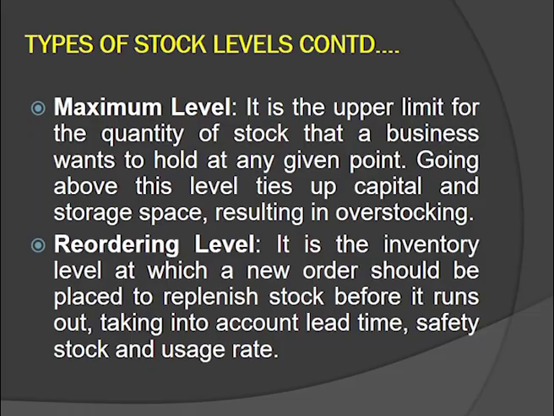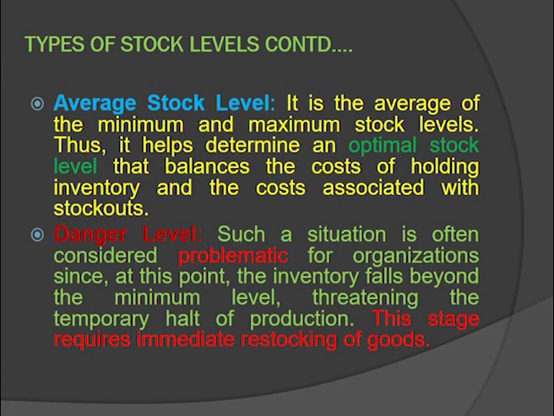The next one is the maximum stock level. This is the upper limit for the quantity to be kept in the organization, and over and above this level is not at all desirable. The reason is unnecessary investment in the stock. Next one is average stock level. Average stock level is considered as the optimum stock level. It can be ascertained just by averaging the minimum stock level and maximum stock level.